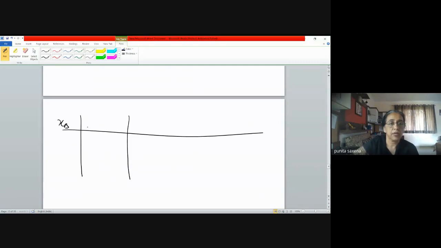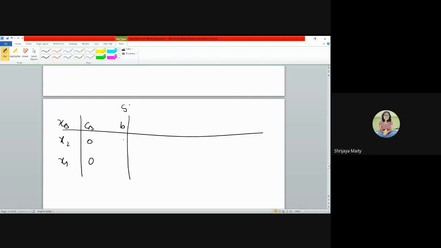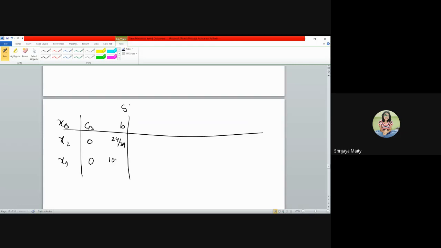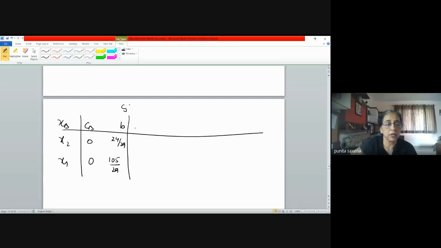So I have XP, CPs, CJs. Now your basic variables, but now see the order I always insist is important. Now what is the entry here? 24 by 29. And this is? 105 by 29. Okay. Then I have X1, X2, A1, A2. Right? And the values are 0, 0, minus 1, minus 1.